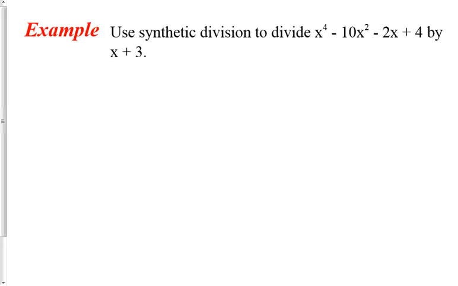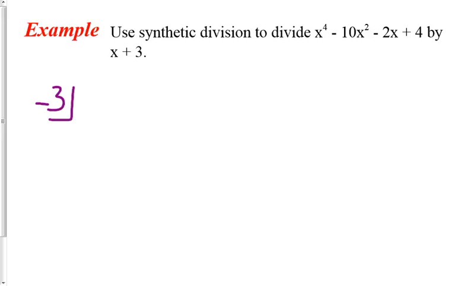Now, for this next example, we're using synthetic division to divide x to the fourth minus 10x squared minus 2x plus 4 by x plus 3. So my first step is to look at this x plus 3. Is it a first degree polynomial? Well, yes, in fact it is. So I can proceed with synthetic division. I need to look at my plus 3 term then. In the box here, I can write the opposite of it, which is negative 3.